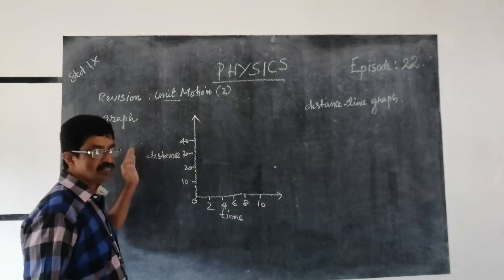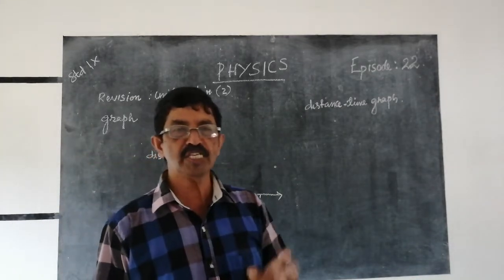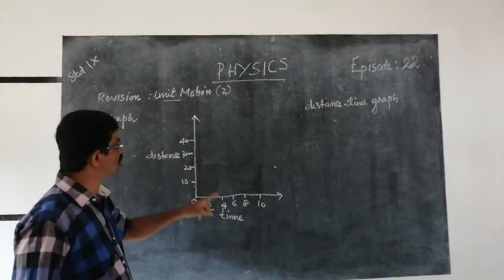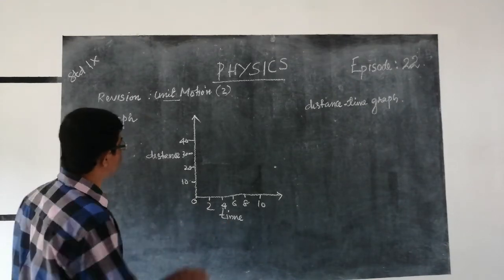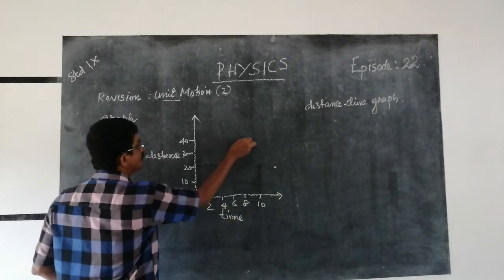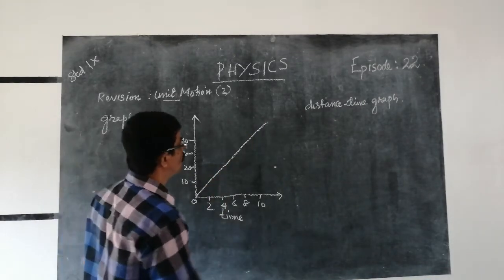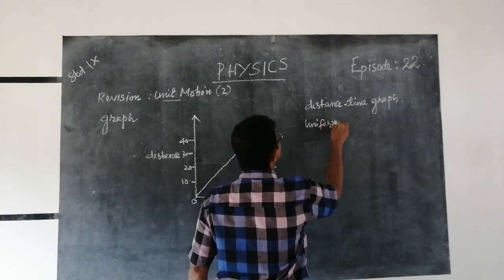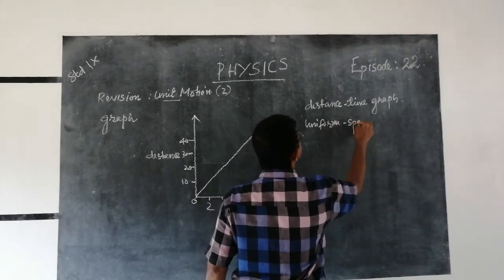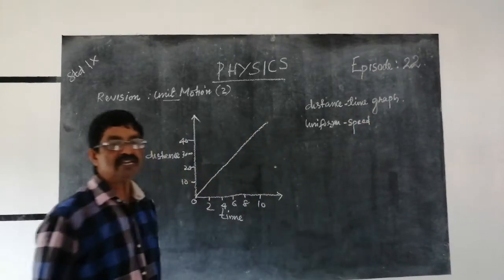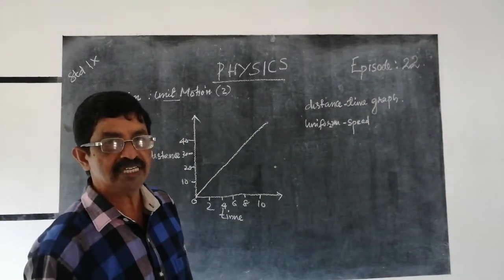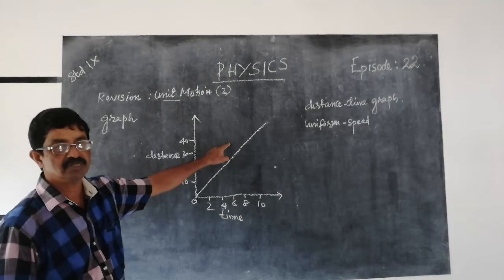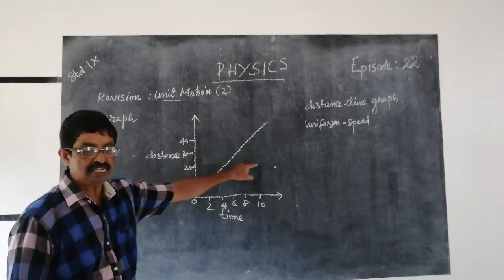For a uniform motion, that means for a body moving with a uniform speed, if we draw its distance-time graph, we get a straight line graph in this manner. When we draw the line graph of it, we get a straight line graph.